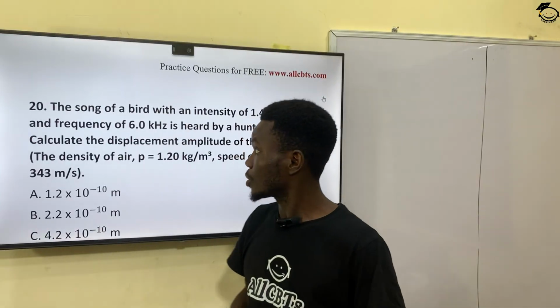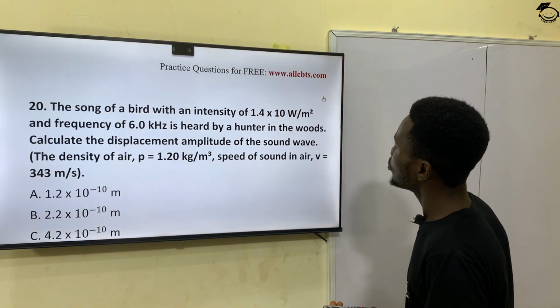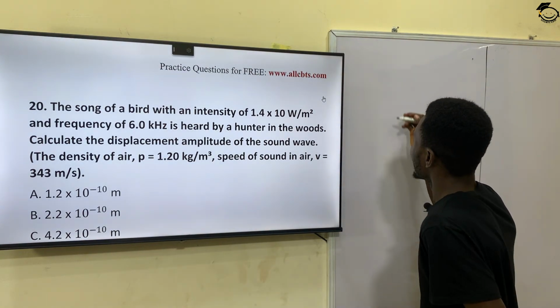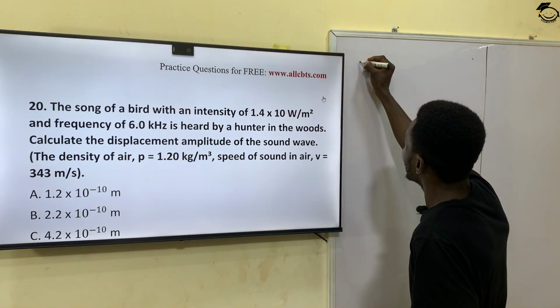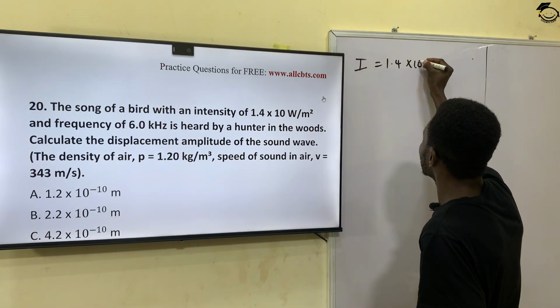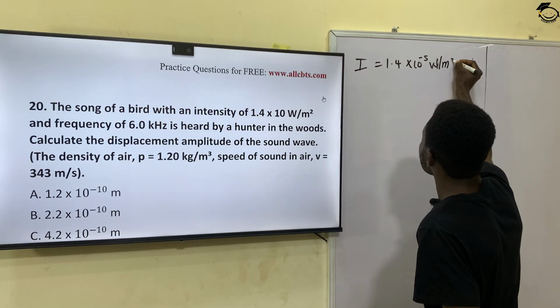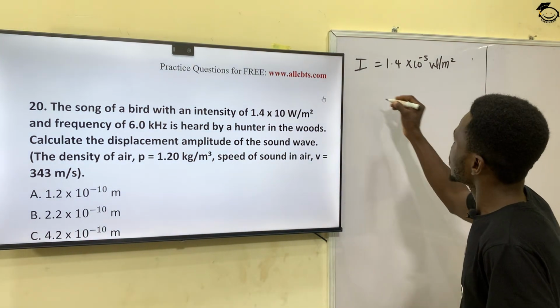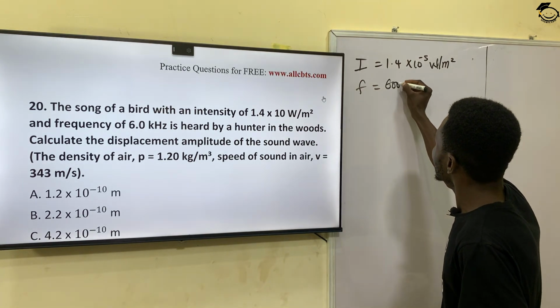So that is the next question, which says the sound of a bat with an intensity of 1.4 times 10 raised to the power minus 5. It's supposed to be a minus 5 here, so that's a typographical error. The intensity was given as 1.4 times 10 raised to the power minus 5 watts per meter squared. And the frequency is given as 6 kilohertz, that's 6,000 hertz.